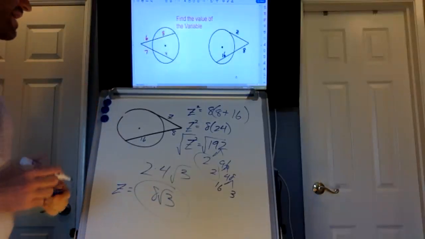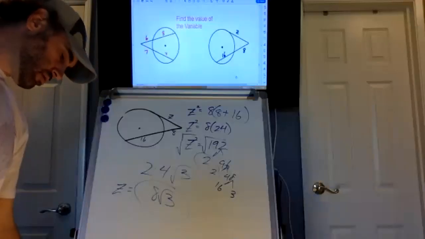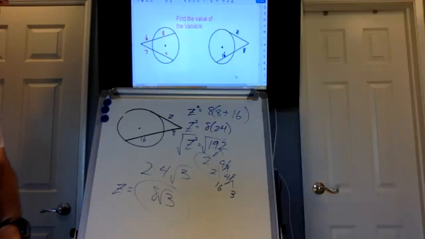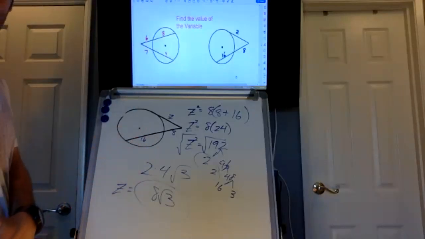Any questions? 8 rad 3. You could have made it 4 higher and just made it come out to a perfect 14. Coulda, shoulda, woulda. Didn't. Any questions about this process? This is what it looks like on the test.